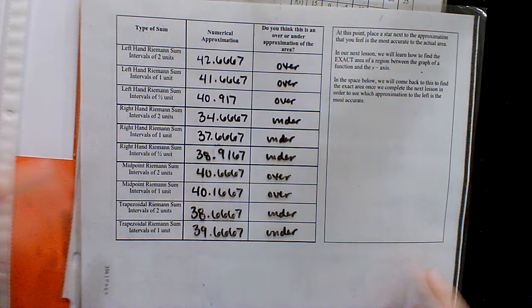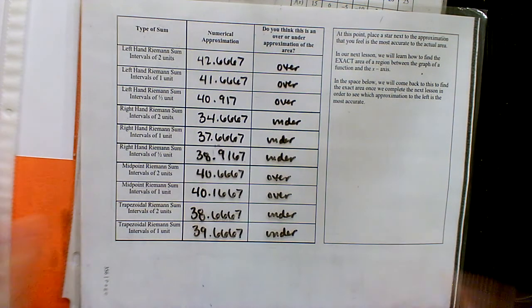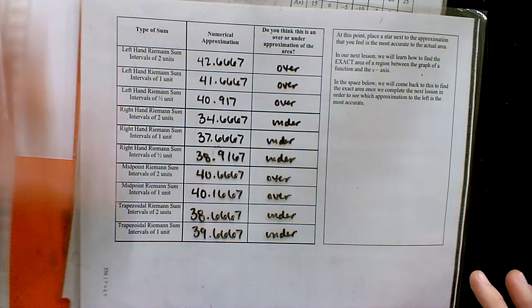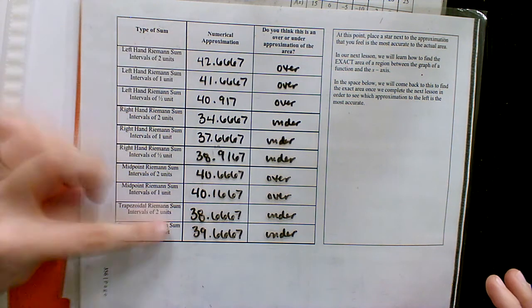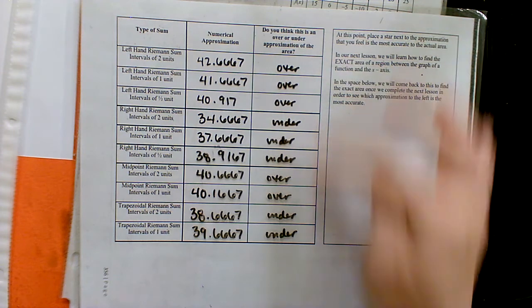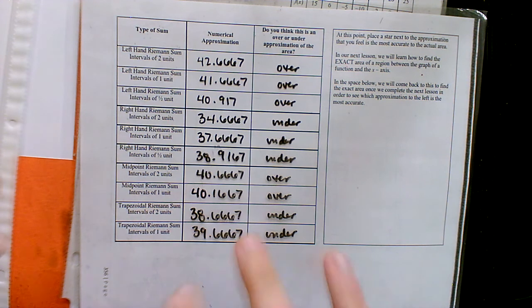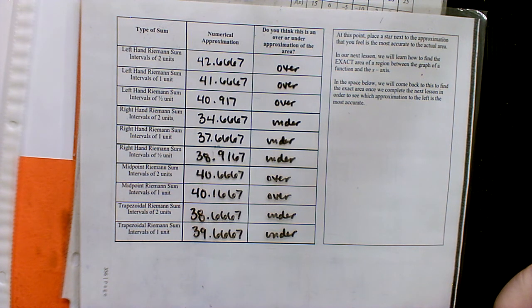So on page 356, I want us to go ahead and fill in this summary table of what we did yesterday and last night. So we did all of these types of sums. These were all of our approximations, and this is what we stated as either an over or an underestimate. We're eventually going to get to the point where we can figure out the exact area by hand. That's going to be in our next section, but for now these are our estimates. So can we put a star next to the one that we think is the closest to the actual one? Can we just take an educated guess?